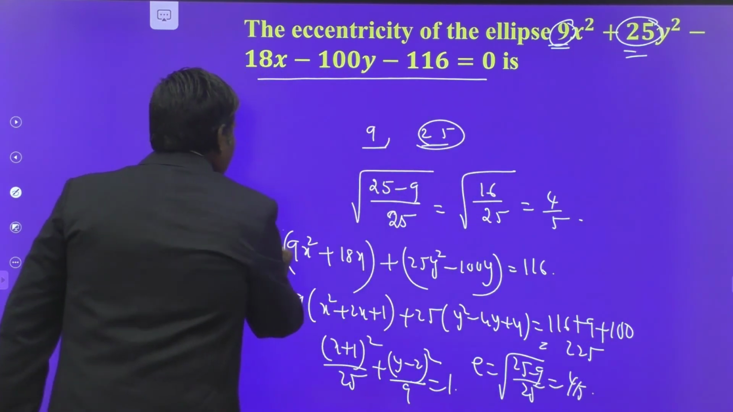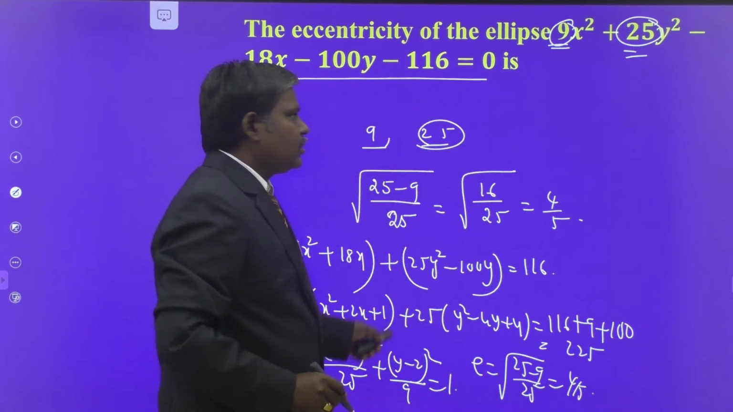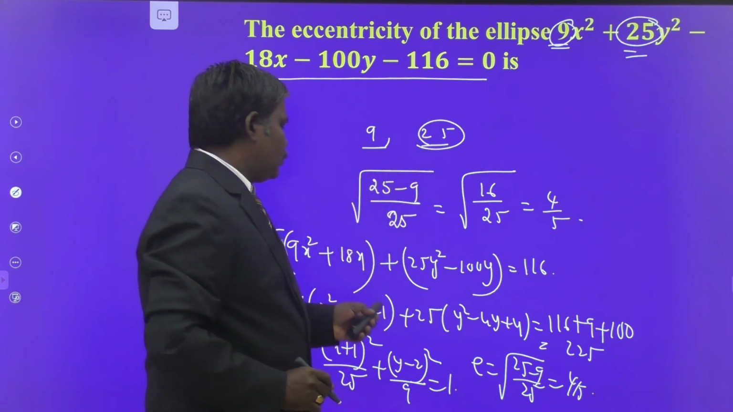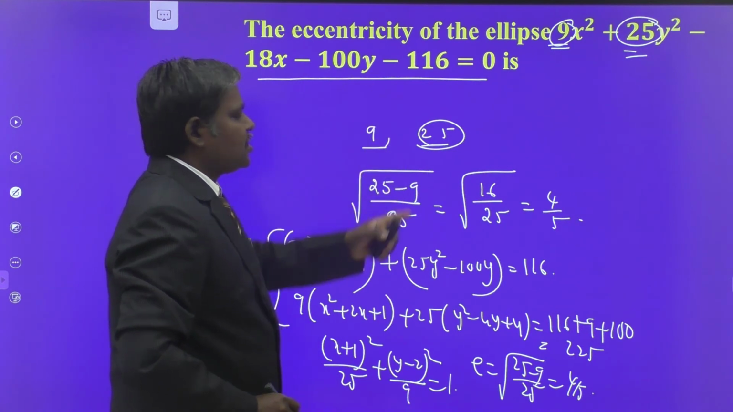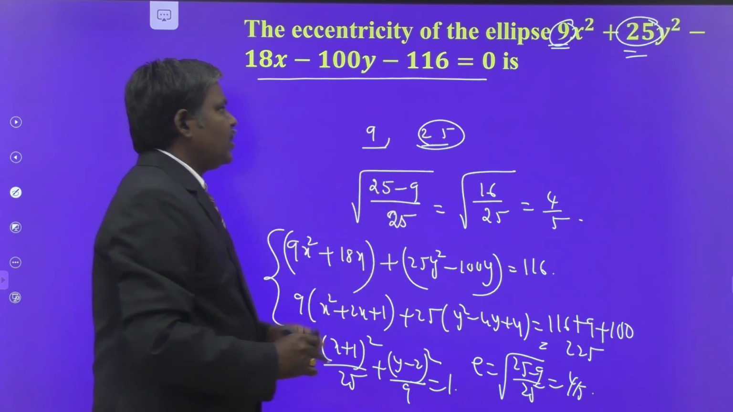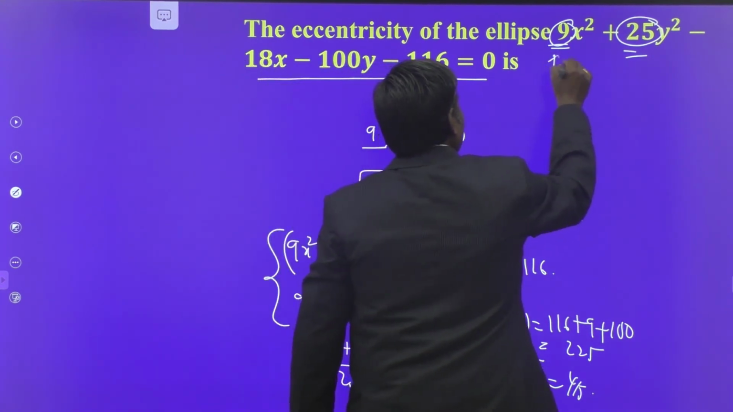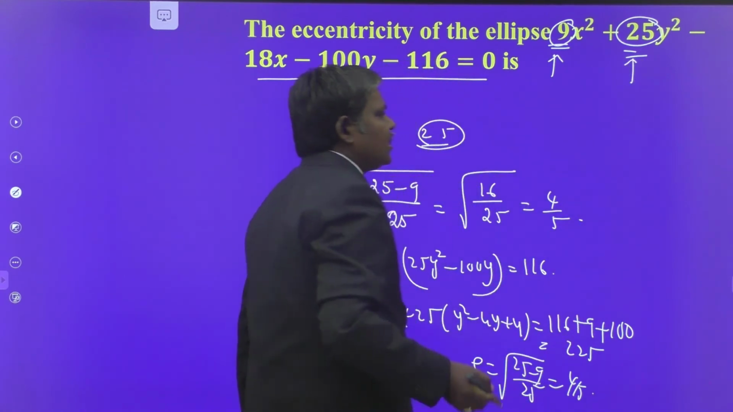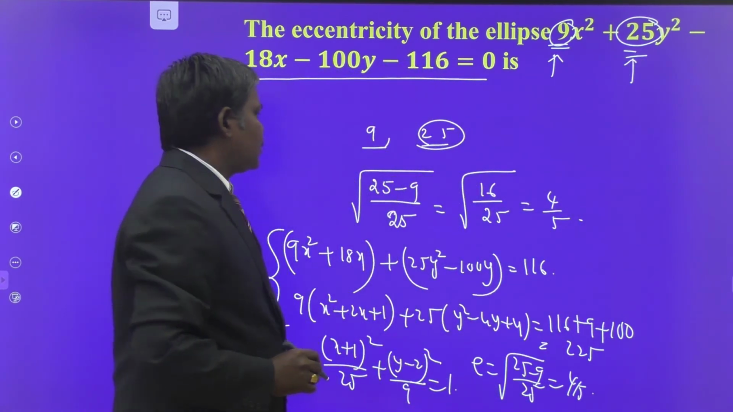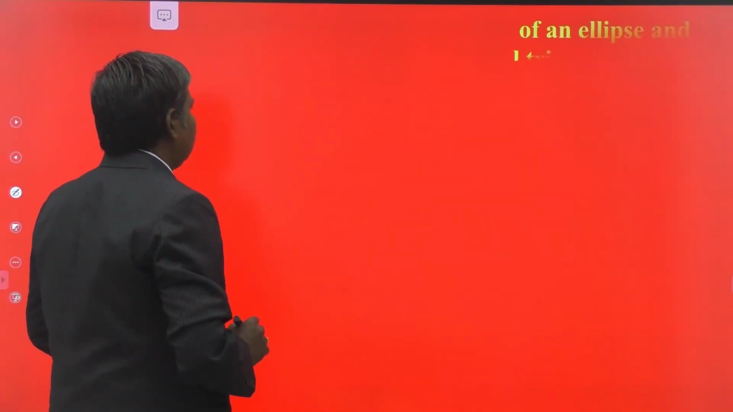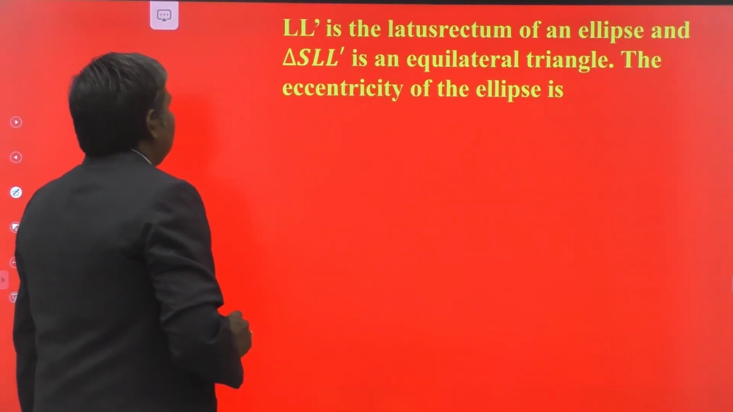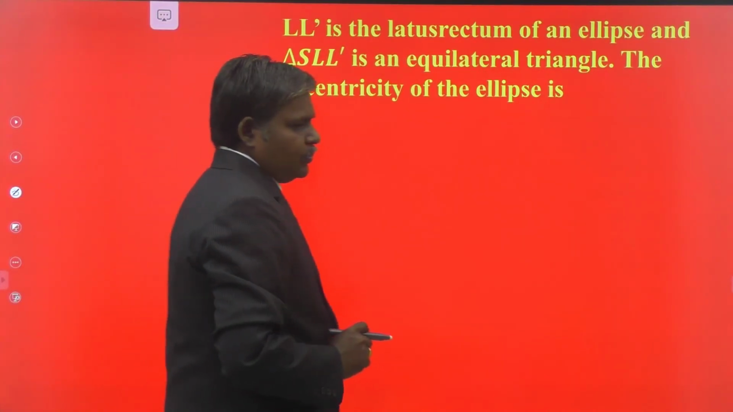So, no need to write all these things, no need to convert into the standard form. Suppose your equation doesn't have an xy term, just by looking at the coefficients of x square and y square, you can write the eccentricity of the ellipse. Understand? Next one. This is the question for you.